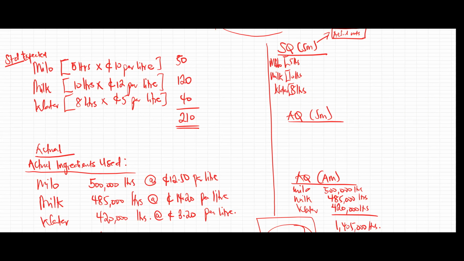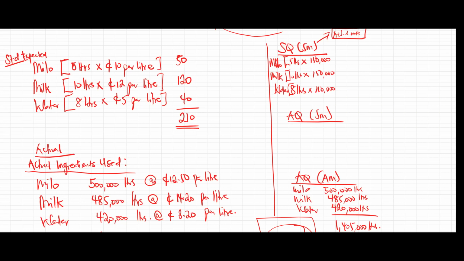You remember from the flex budget. So what's the actual unit produced? That's what we need to multiply by. What's the actual units produced? 150,000. Thank you. So 150,000 times the liters of Milo, what we are saying. 150,000 times the liters of milk. 150,000 times the liters of water.